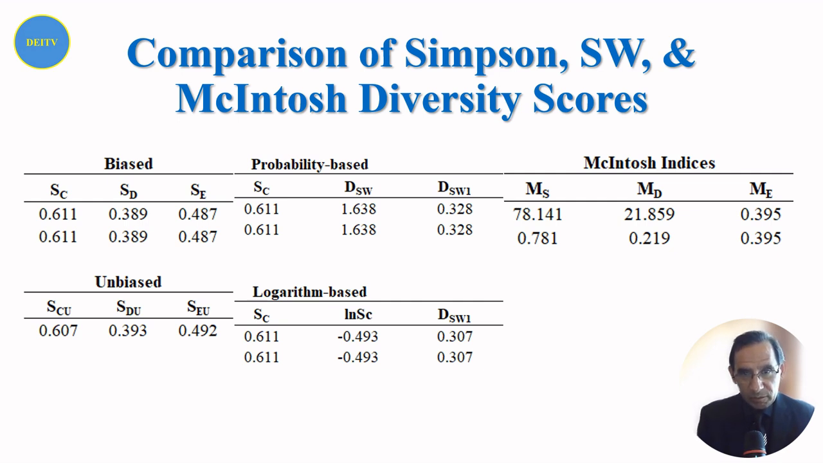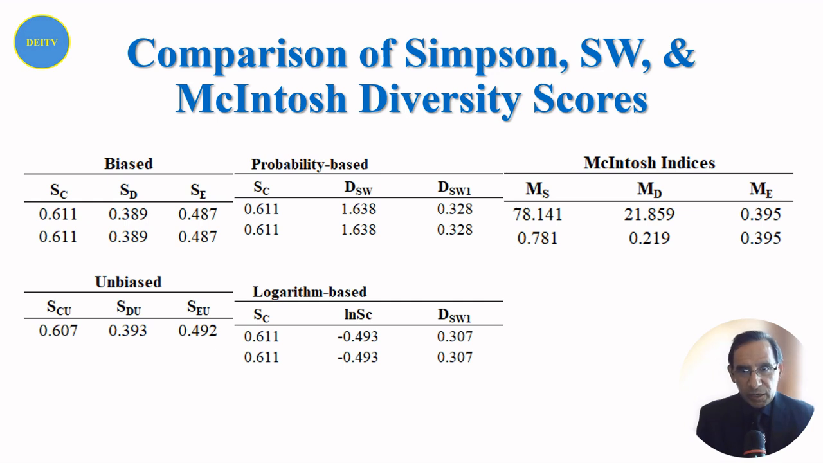In this case, it's going to be the number of groups. That gives you a Smith and Wilson probability based score of 0.328. Then underneath that, you have a logarithm based Smith and Wilson index. Again, that's going to be the concentration score of 0.611. You take the logarithm of that number, that's going to be 0.493. You subtract that by the logarithm of the number of groups or categories. That gives you a logarithm based evenness or standardized score of 0.307.